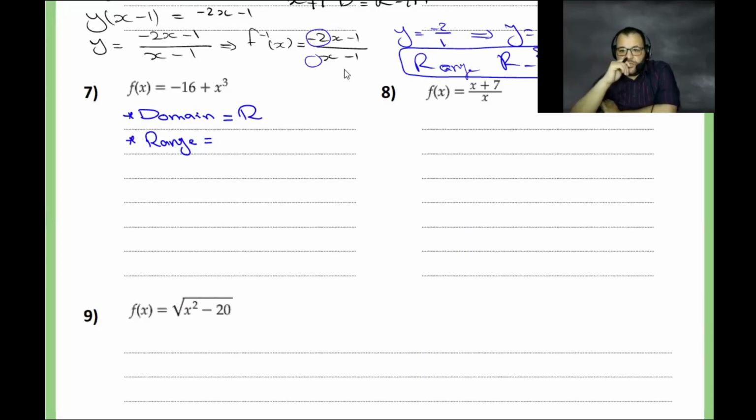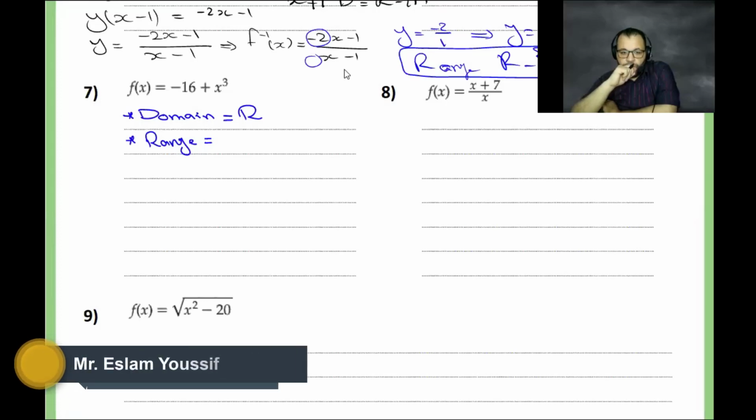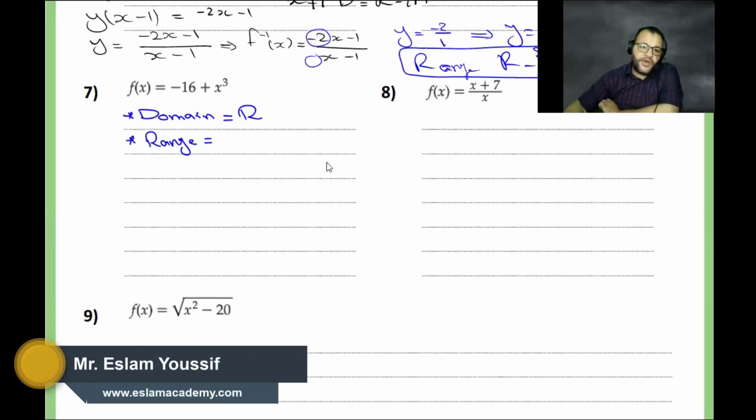So what is the range? The range will also be R. Why R? Because we have power 3, so there's no value which stops one part going up and the other part going down. This is the end behavior of the function.